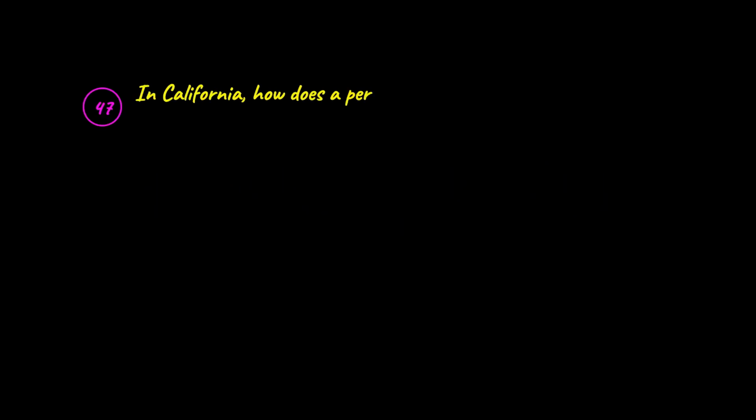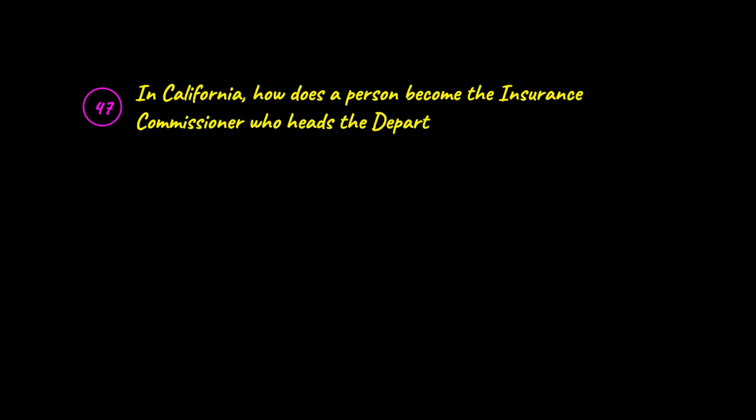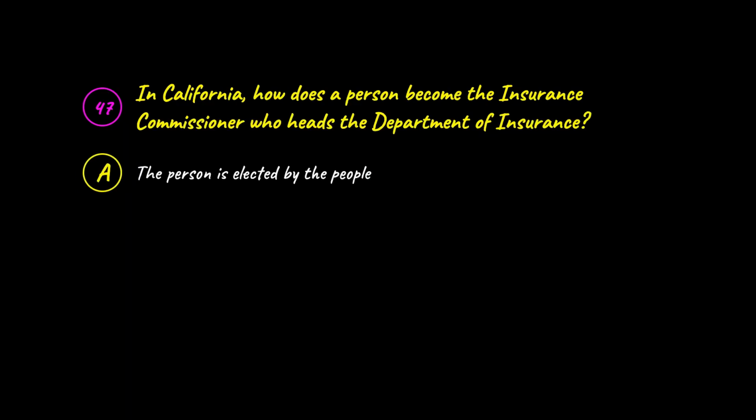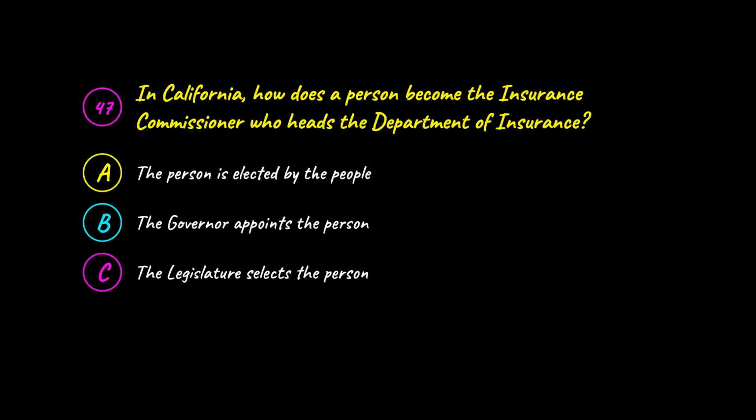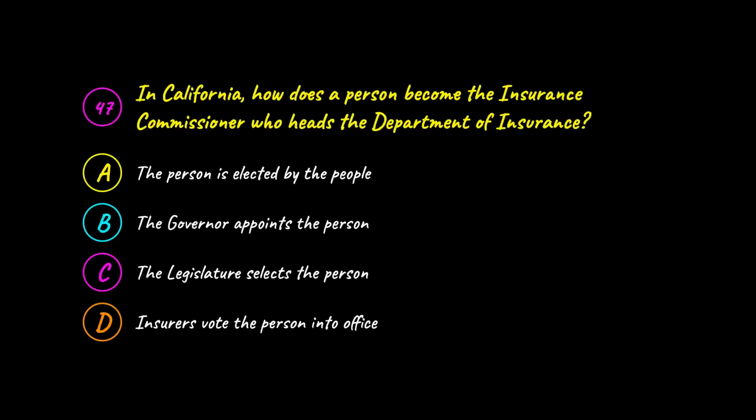Question 47. In California, how does a person become the insurance commissioner who heads the Department of Insurance? Your options are A. The person is elected by the people. B. The governor appoints the person. C. The legislature selects the person. D. Insurers vote the person into office. Don't overthink it. Which one feels right?